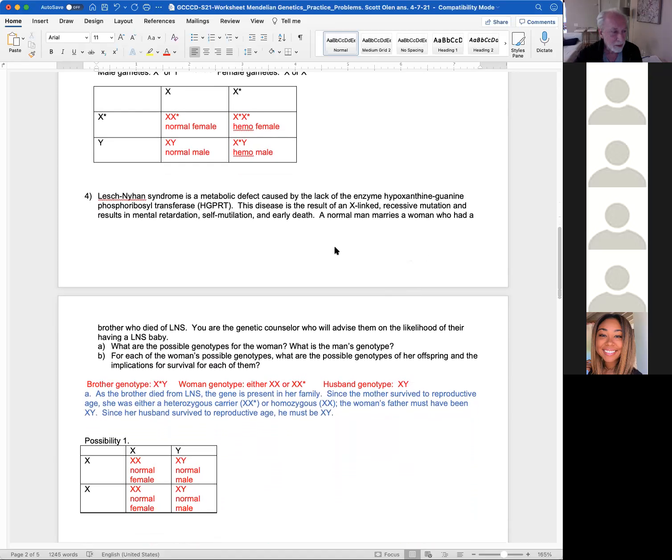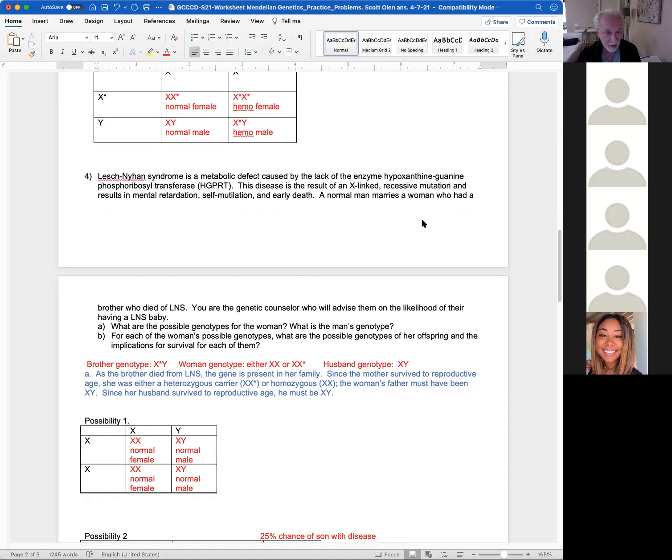Okay, I want to do number 4. Lesch-Nyhan syndrome is a metabolic defect caused by a lack of the enzyme HGPRT. This disease is X-linked, so it's on the X chromosome, and it's recessive, and it results in mental retardation, self-mutilation, and early death.